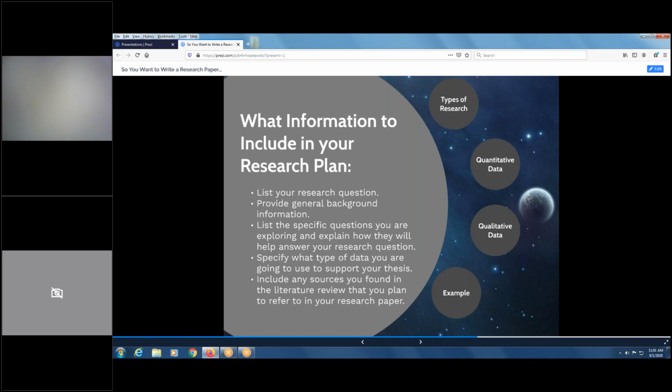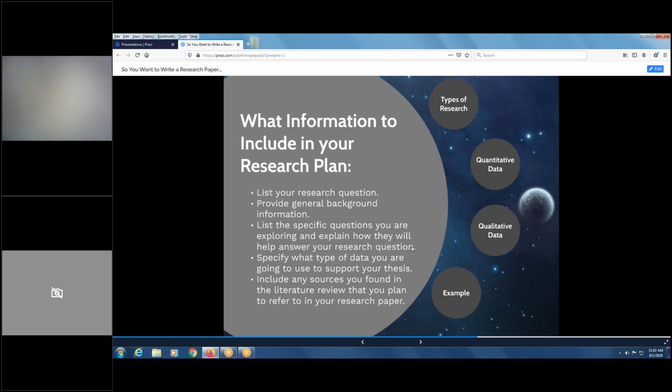And I am going to show you an example of a research plan, but this is just a general guide for information to include in your research plan. However, you will always want to make sure that you're following your teacher's instructions, so they may want you to hit specific points in your research plan. If they don't give you any specific instructions, this is a guide that you can follow.